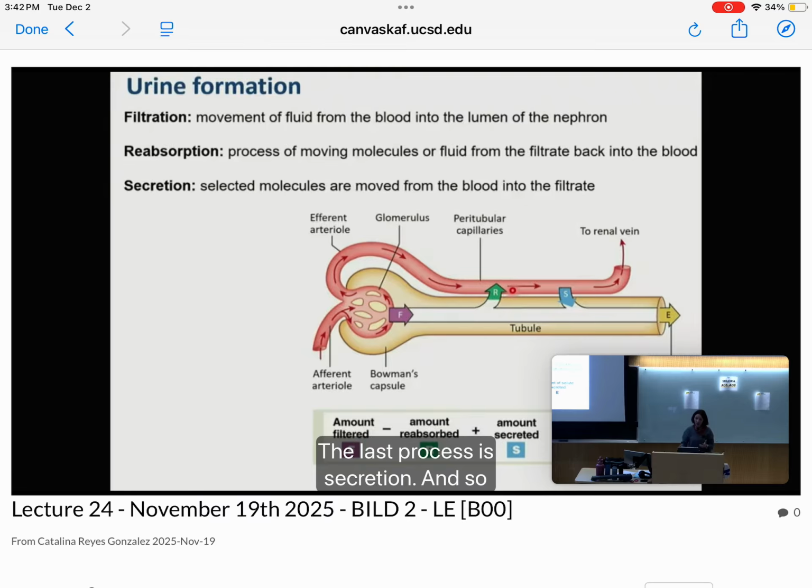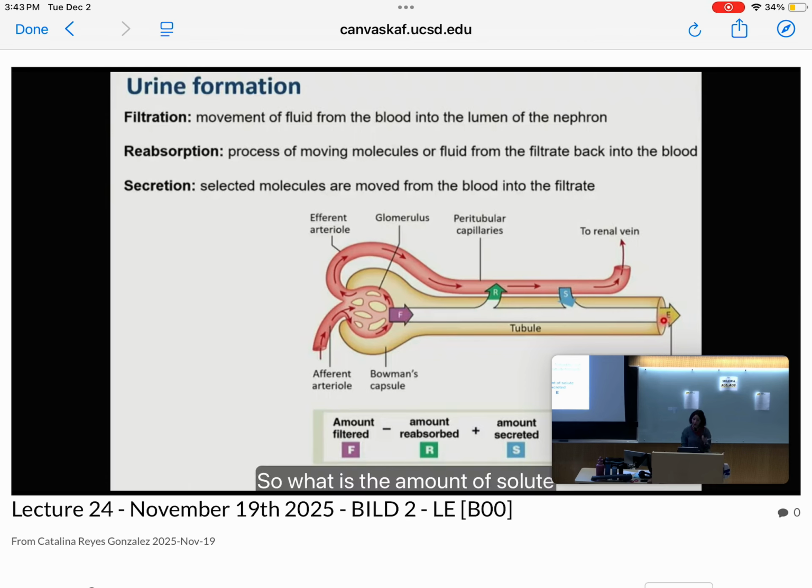The last process is secretion. And so secretion happens again in all of the renal tubules, so proximal tubule, loop of Henle, distal tubule, collecting duct. And secretion is when we have selected molecules that are moved from the blood into the lumen of that nephron. So things that didn't get filtered but we want to get rid of are going to be moved back from the blood into the nephron.